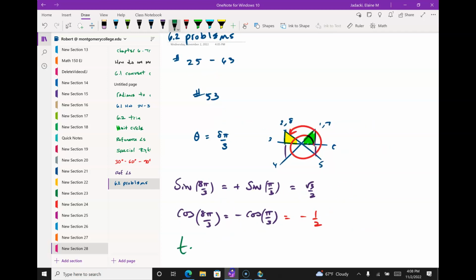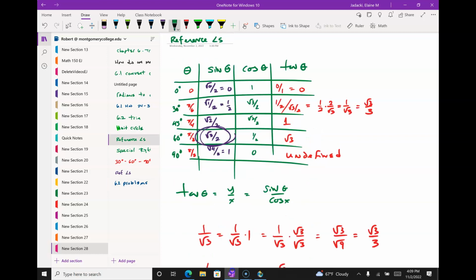Tangent of 8 pi over 3. Well, what's the slope of that hypotenuse? Look at that hypotenuse. What's the slope of that hypotenuse? Positive or negative? Negative. So negative tangent of pi over 3. Tangent of pi over 3 is rad 3 over 3. So it's just rad 3, right? Tangent of pi over 3 is just rad 3. So negative rad 3.